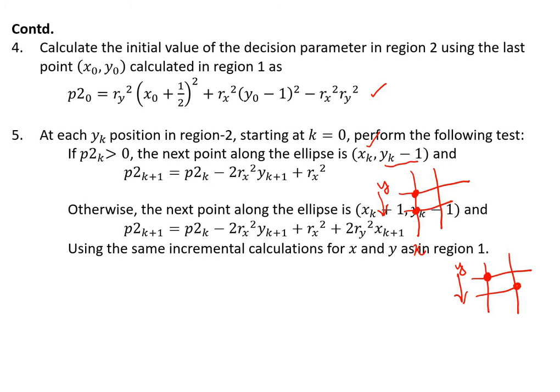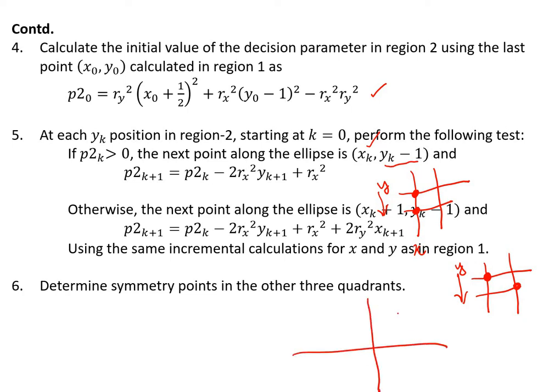So using the same incremental calculations for x and y as in region 1, determine symmetry points in the other three quadrants. This is only for the first quadrant; we are only giving the algorithm for the first quadrant. So symmetrically, we are going to do it for the other quadrants. Here we already remember that we will take x, y. Here in this case we will take minus x, y. I hope you all remember that. And then here we will take x, minus y. In this quadrant we will take minus x, minus y.